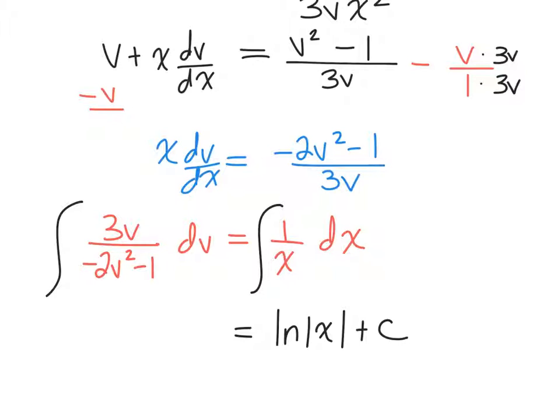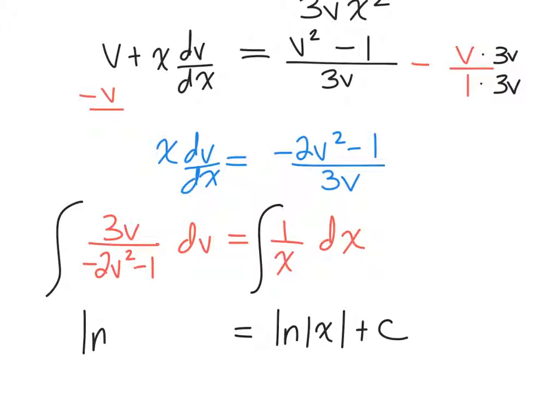Looking at the power relationships between the bottom and the top, you can see that it's only a difference of 1. If I took the derivative of this, what would I get? Just the bottom. Negative 4v. Well, I want a 3v. So this is a natural log situation: natural log of the bottom. You could even pull out the negative sign and the 3 if you want, but it's not really necessary because it all comes out in the wash anyway.